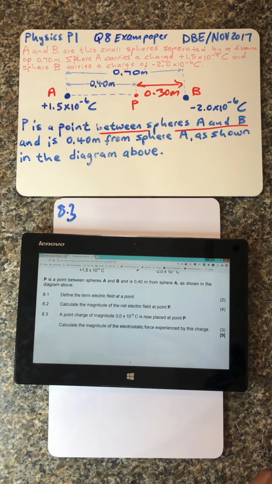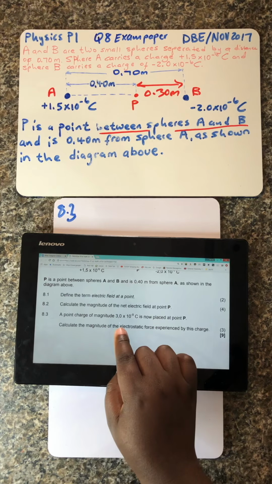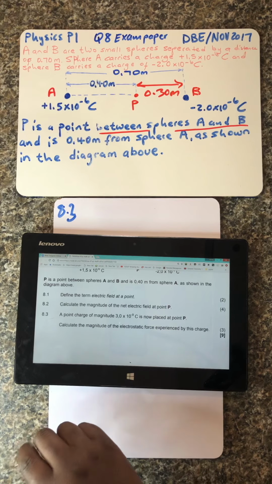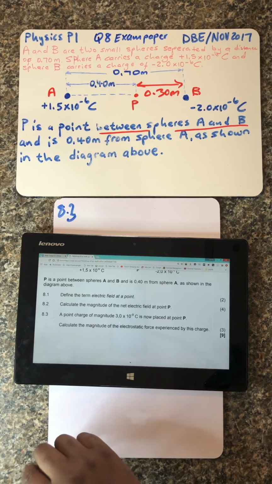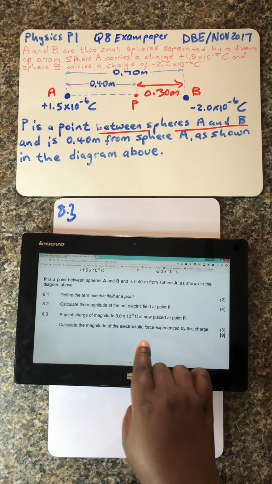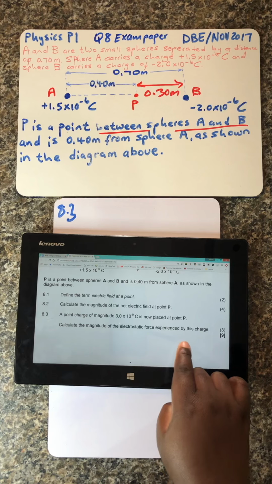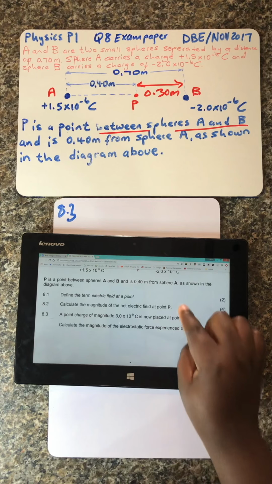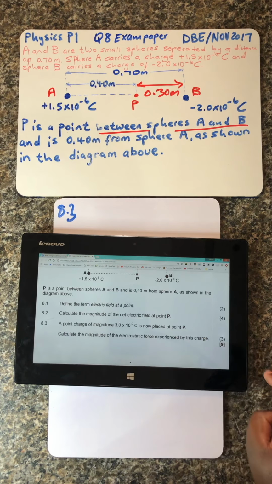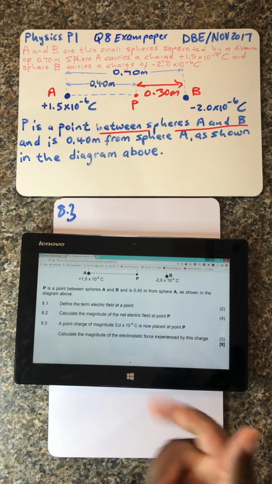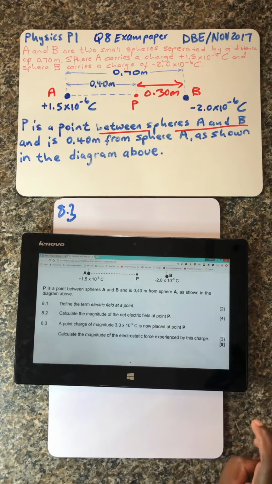Now we move to question 8.3, and the question reads as follows: a point charge of magnitude 3 times 10 to the exponent negative 9 coulombs is now placed at point P. The question says calculate the magnitude of the electrostatic force experienced by this charge. So this question is allocated 3 marks. Remember guys, this question paper is for grade 12 and it's posted on my Telegram channel. You can just quickly join the channel and access this question paper. That's when you'll be able to clearly see these questions.